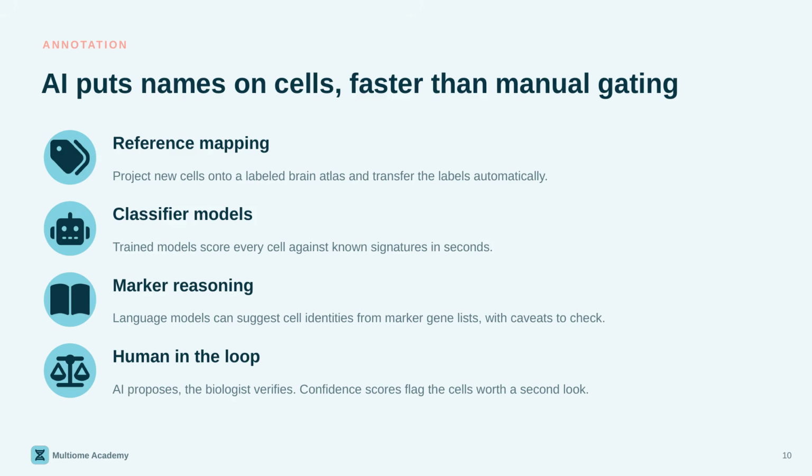AI can put names on cells far faster than manual gating. Reference mapping transfers labels from a brain atlas. Classifier models score every cell in seconds. Language models can even suggest identities from marker lists. But the reliable pattern is human in the loop. The AI proposes, and the biologist verifies.